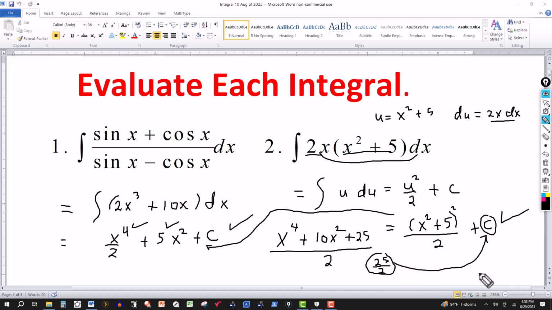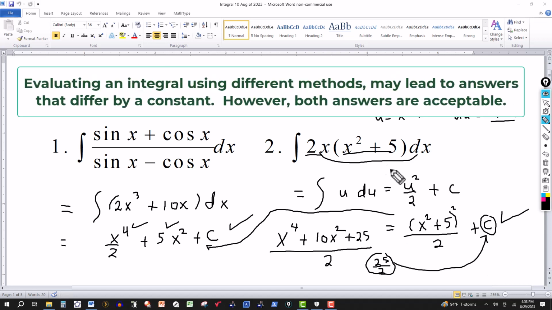So it's expected when you're evaluating an integral like this, you might have several methods to use. In some cases you can have as many as 2 or 3 methods to work that same integral. And in some cases you're going to get basically the same answer. It's going to differ by a constant. And that's why we have this constant of integration. So they're both acceptable answers here.